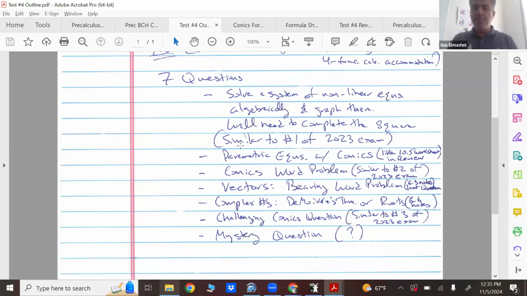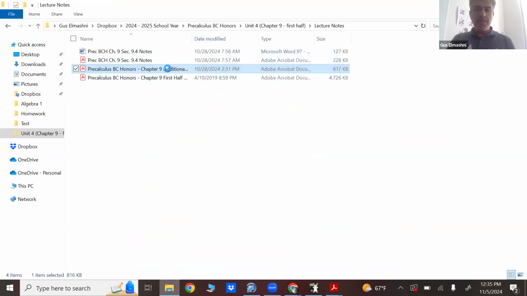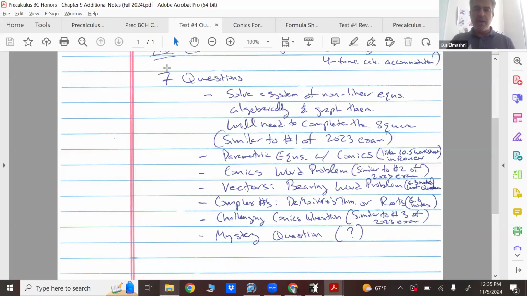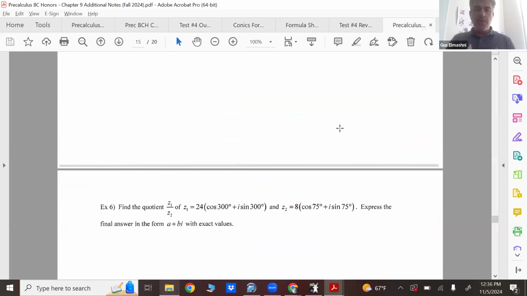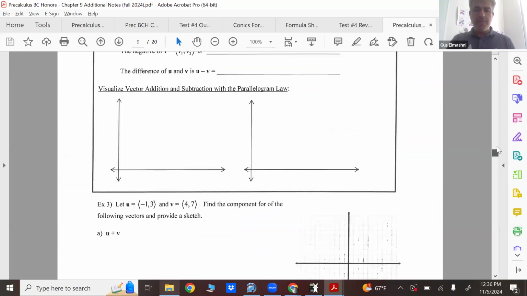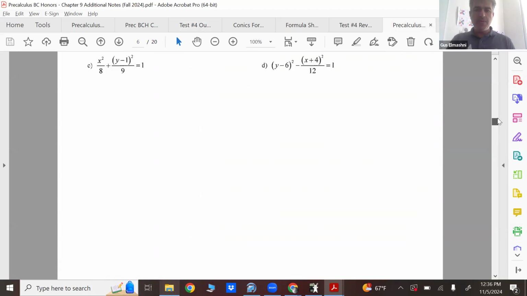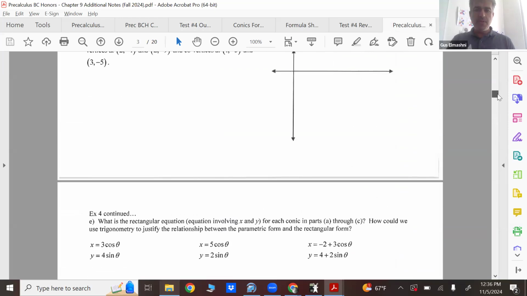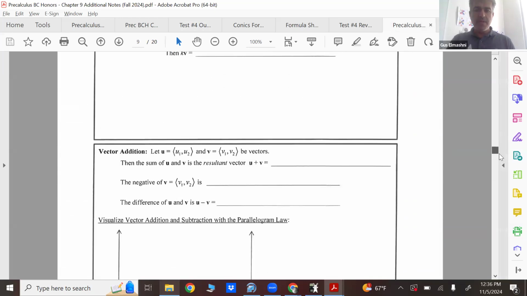There'll be a bearing word problem, kind of like the last question of the 6.3 notes. If I pull that up really quickly here, the notes, if we go to the end of the 6.3 notes, where the heck is it?